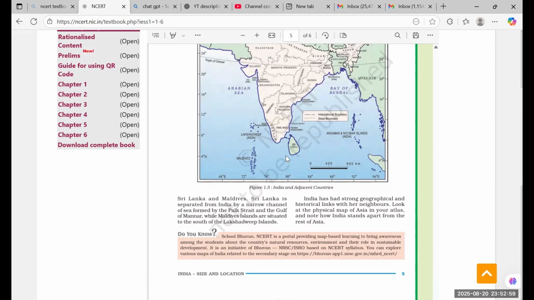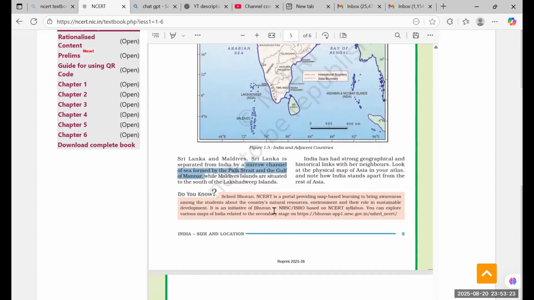Now talking about the physical features which divide the country, Sri Lanka is separated from India by a narrow channel of sea formed by Palk Strait and the Gulf of Mannar. They are the features separating India from Sri Lanka. And then we should also refer to School Bhuvan, the NCERT portal, providing map-based learning to bring awareness among students about the country's natural resources.